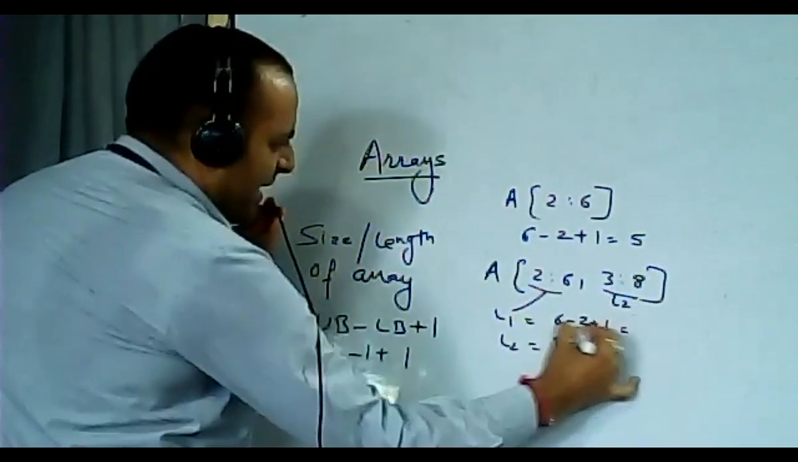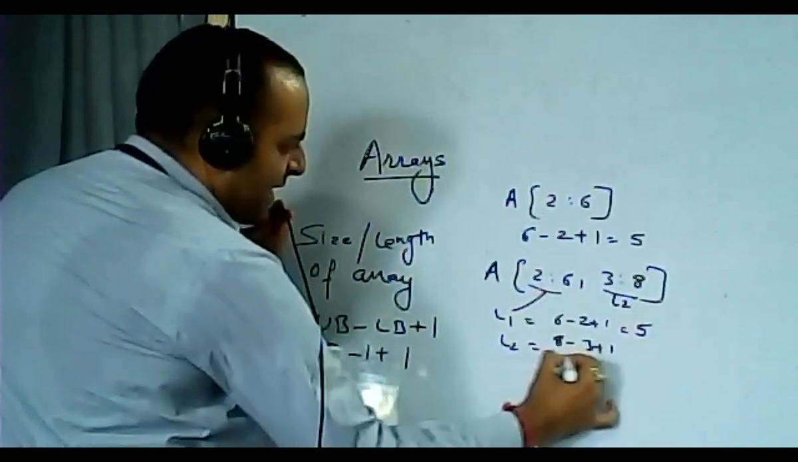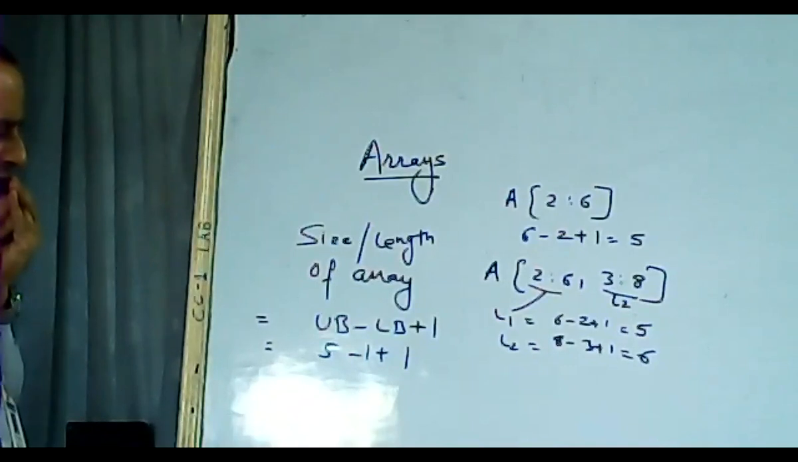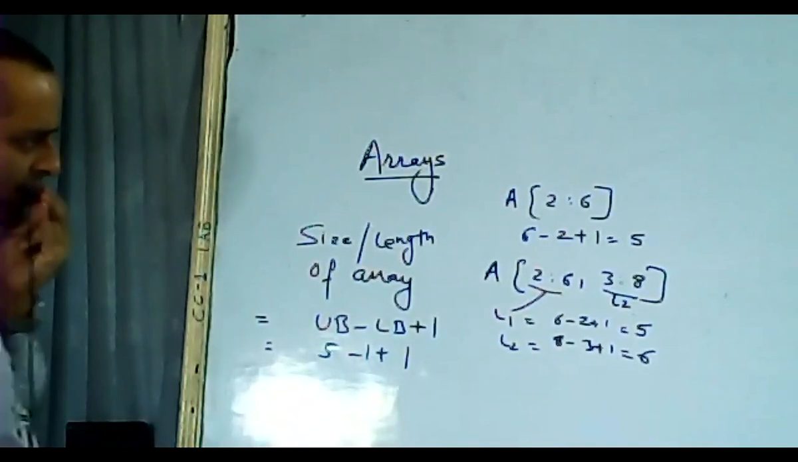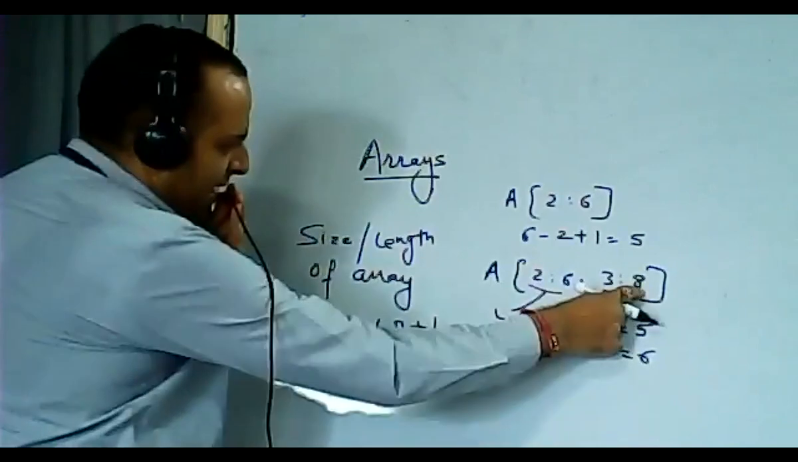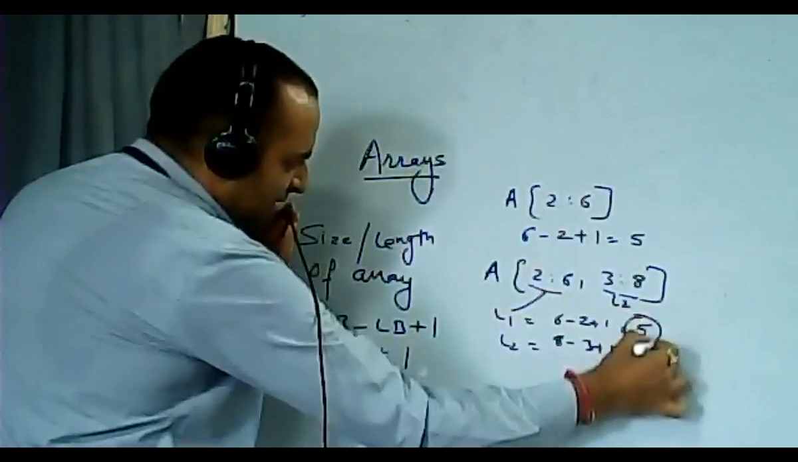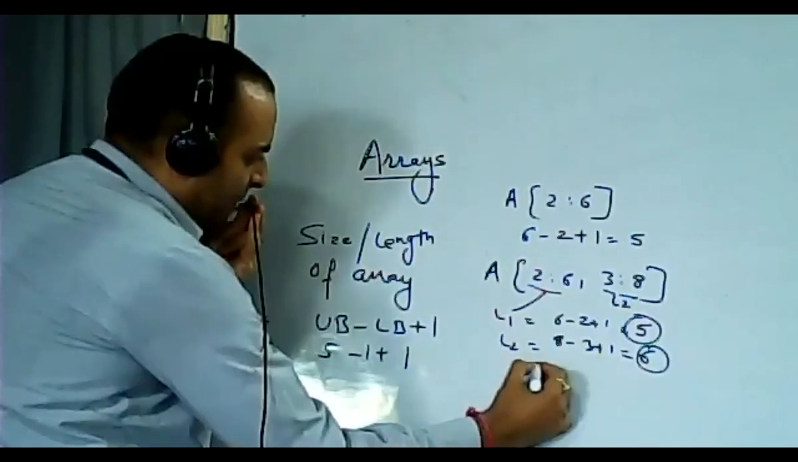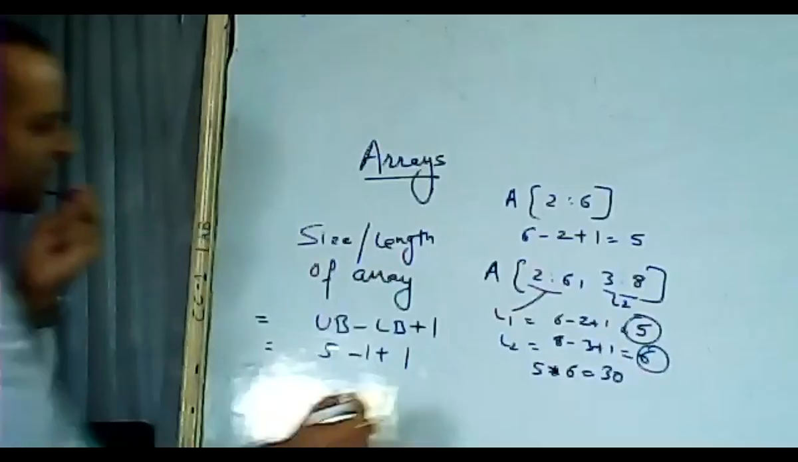So 6 minus 2 plus 1 is 5, and 8 minus 3 plus 1 is 6. So this is the number of rows, and this is the number of columns. So the total number of elements will be 5 into 6, which is 30. Total number of elements is 30.